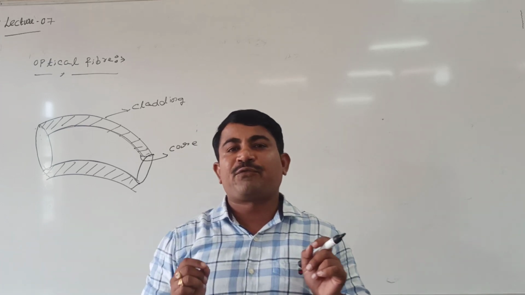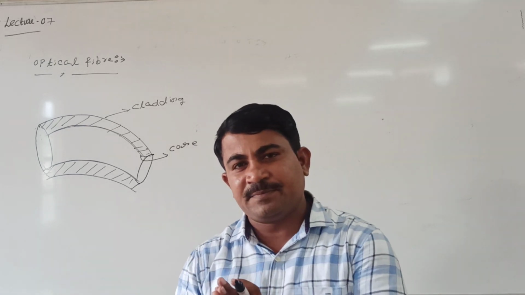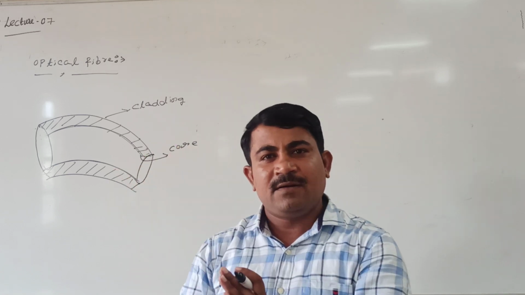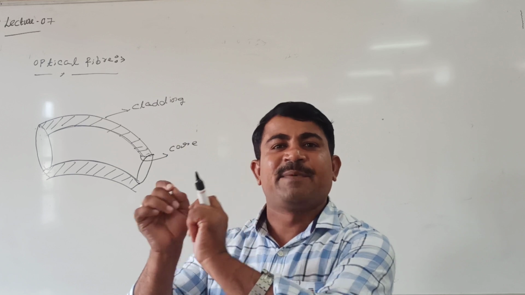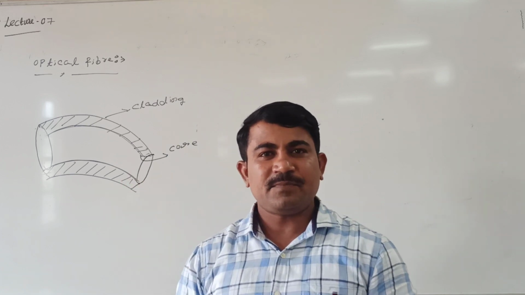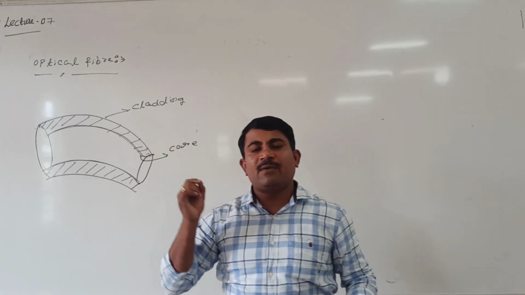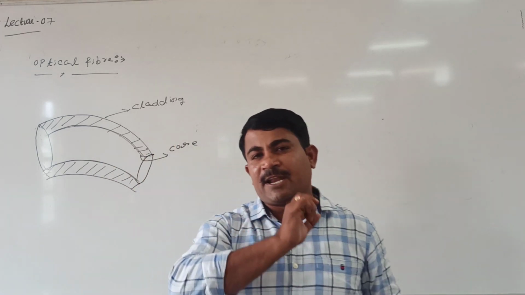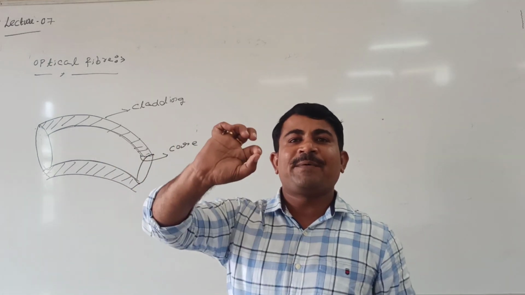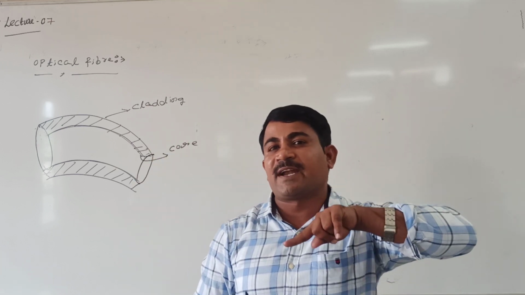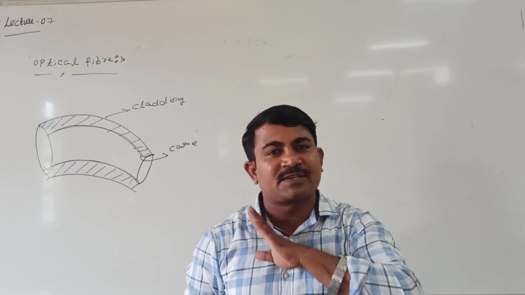The optical fiber is made in such a way that wherever the ray of light is incident, the angle of incidence must always be greater than the critical angle. The core is constructed in such a way that whatever ray of light is incident at any place, the angle of incidence is always greater than the critical angle. We know that wherever the angle of incidence is greater than the critical angle, total internal reflection can take place.